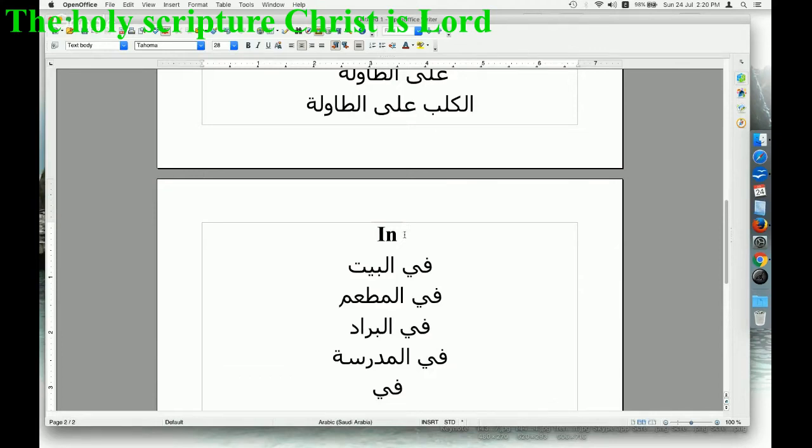Fil bayt, fil matam, fil barad, fil madrasa. So fi simply presents, as I said, the location and the position. The location, which is where you have to name the place, and the position means it's inside. When I say fi, I mean inside. It doesn't matter inside what. So when I say fil madrasa, it means he is inside the school, not next to the school. When I say fil bayt, it means he is inside the home, not next to the home.